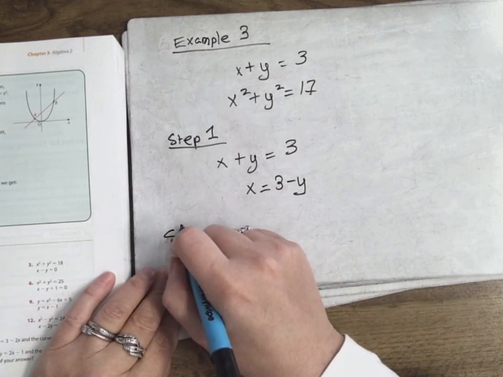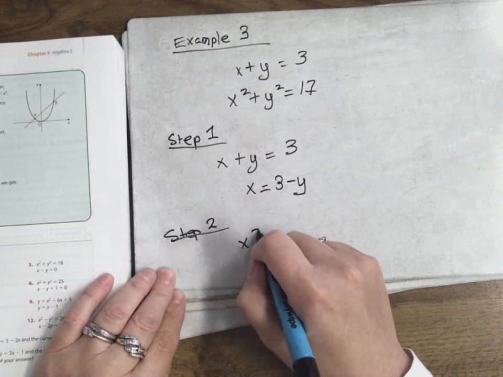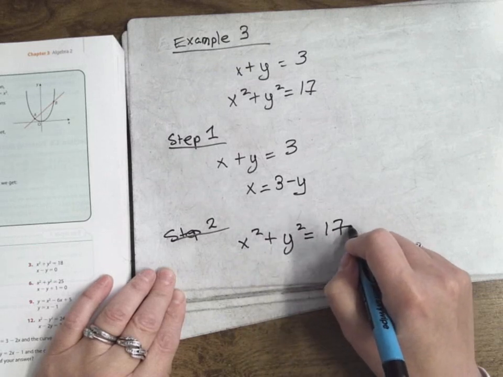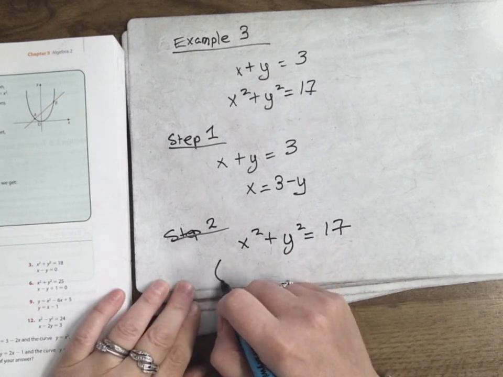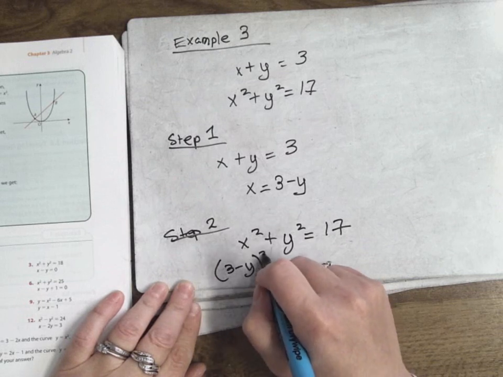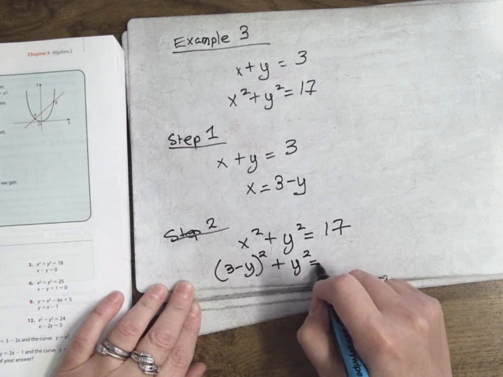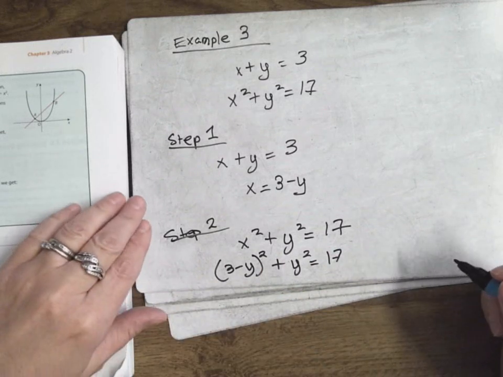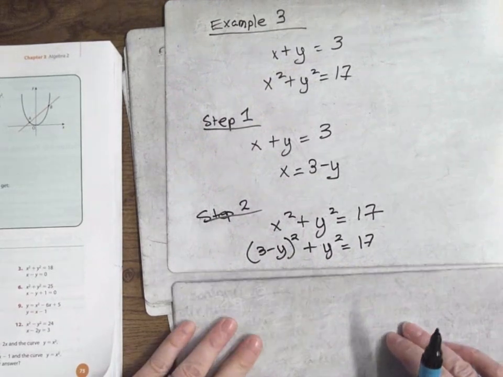Okay, step 2, I move on to my quadratic equation, which is x squared plus y squared equals 17. This time, instead of the x, what do I put in? 3 minus y. So instead of that x, I'm writing a 3 minus y. So it was x to be squared, now it's 3 minus y to be squared. Then I have plus y squared equals 17. So I still have x squared plus y squared equals 17, right? So now I have to do 3 minus y to be squared. Guys, 3 minus y to be squared.